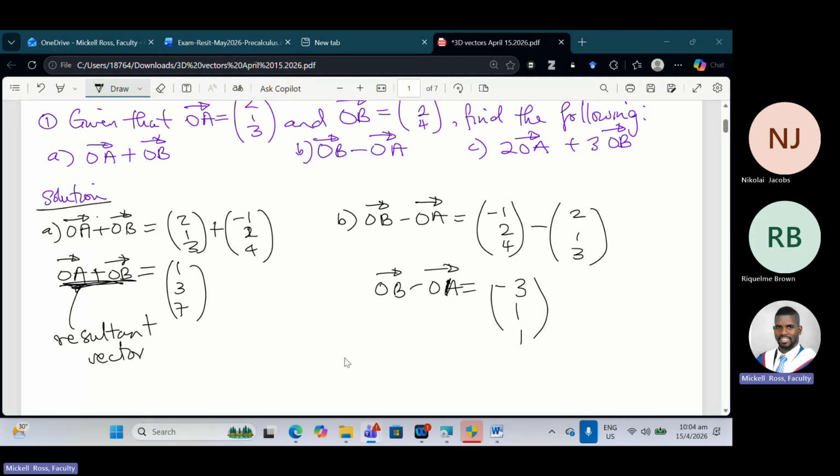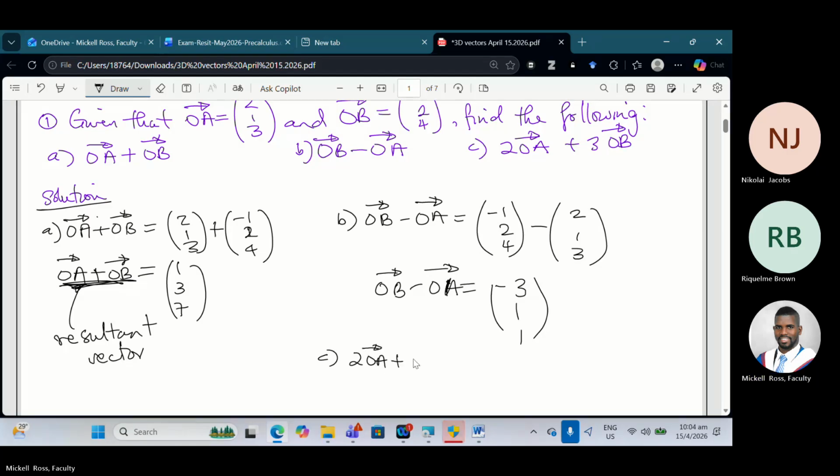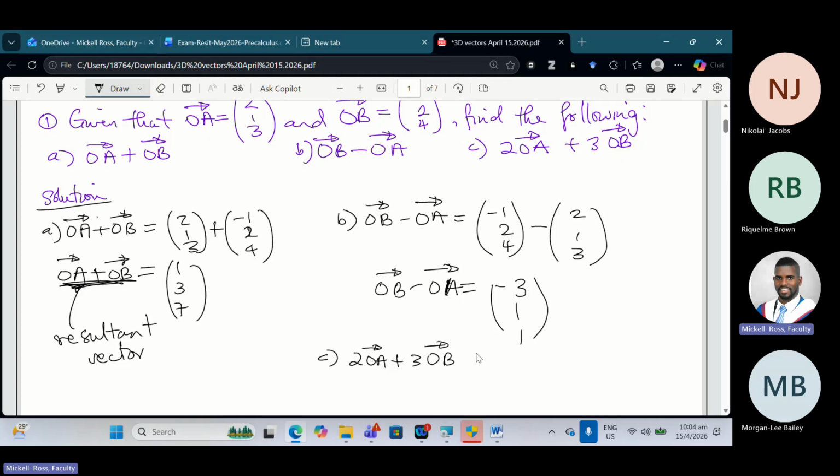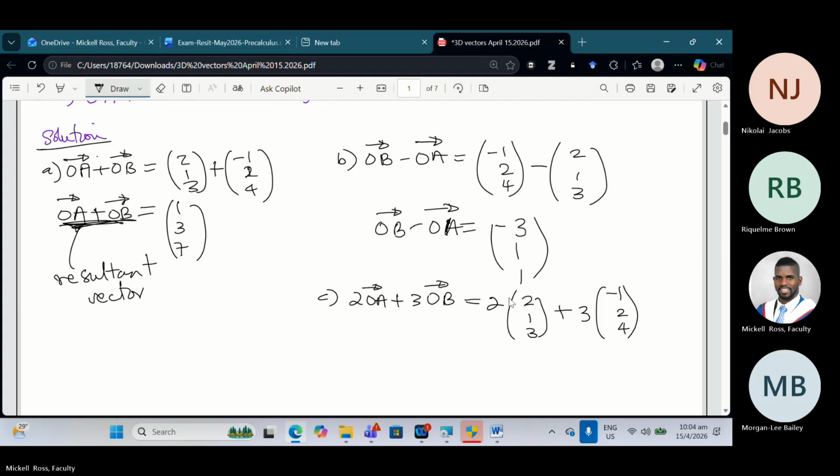All right, let's see what we end up with. It's 2 times OA plus 3 times OB. That's going to be equal to 2 times OA, which is 2, 1, 3, plus 3 times OB, which is negative 1, 2, 4. So 2 times 2 is 4, 2 times 1 is 2, 2 times 3 is 6, plus 3 times negative 1 is negative 3, 3 times 2 is 6, 3 times 4 is 12.